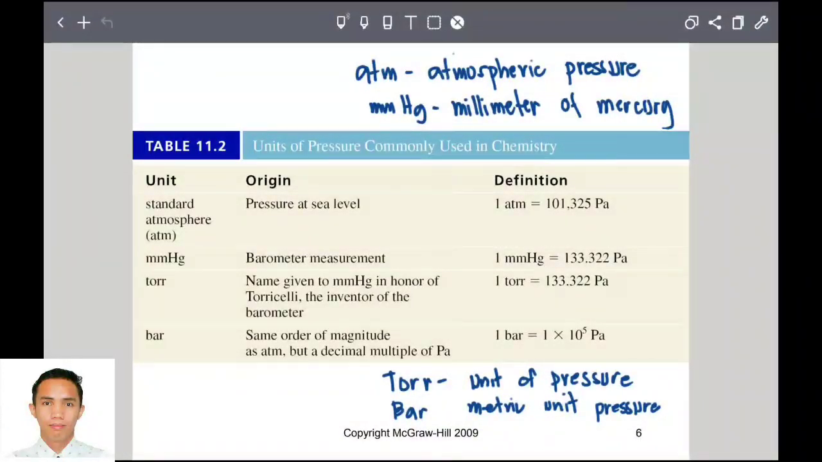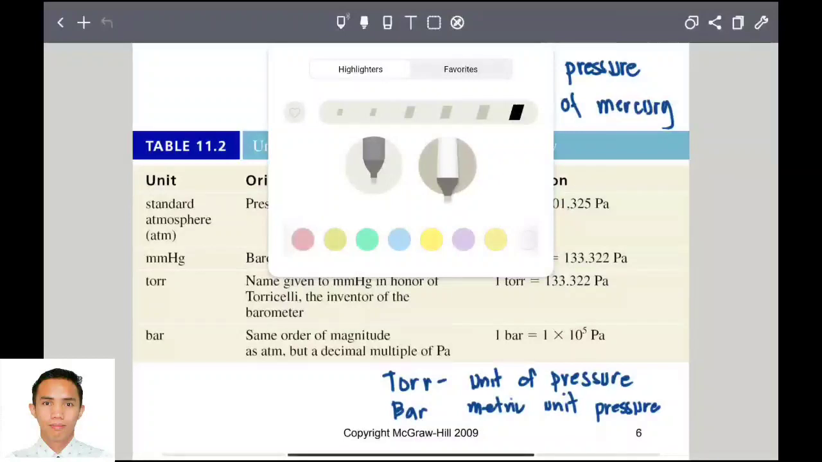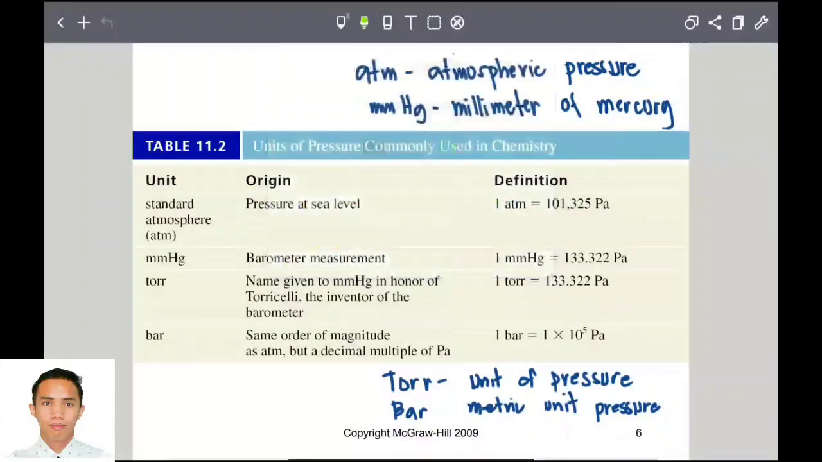Today we're going to study ATM, atmospheric pressure, and mmHg, which means millimeter of mercury. Then we have torr, a unit of pressure. Then bar, a metric unit of pressure. We're going to put highlights on these important matters here.